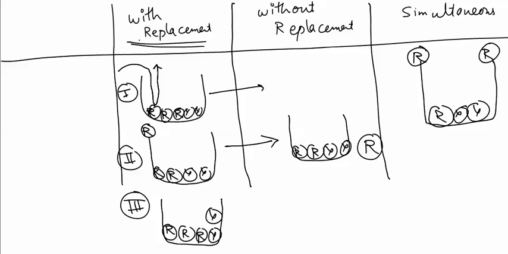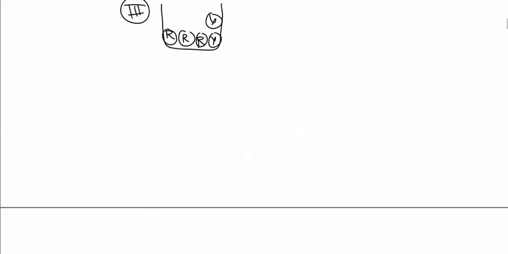So let us see how questions can be framed out of this particular context. Number one, we will talk about, let's say, a ball is picked up at random from an urn containing 3 red and 2 yellow balls, and you want to find the probability that both the balls are red.